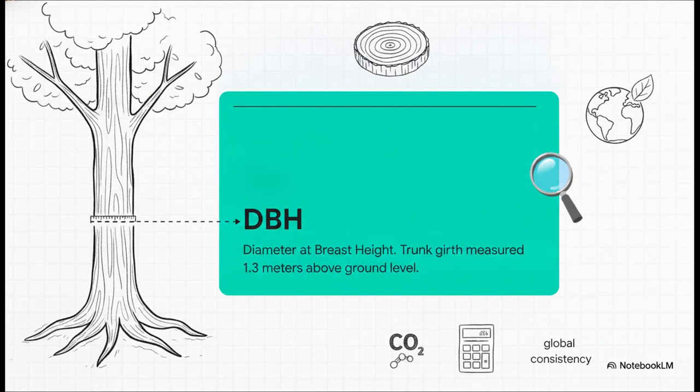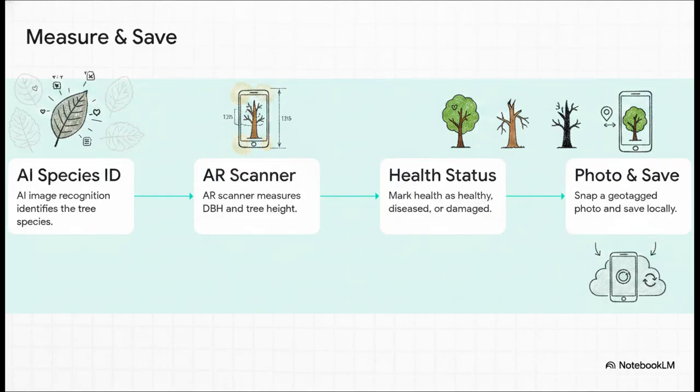So the crucial point is, before we continue our steps, we really need to understand DBH, or diameter at breast height. This is the standard measurement of a tree trunk's girth, and it's always taken exactly 1.3 meters above ground level. Why that specific height? Because it ensures absolute global consistency, which feeds directly into the carbon math we're going to look at in a second.